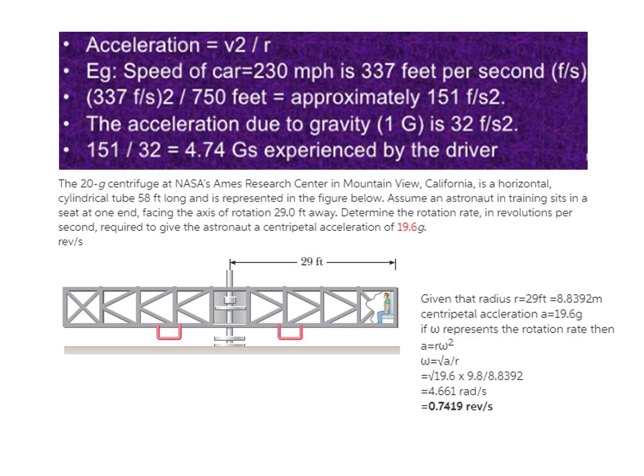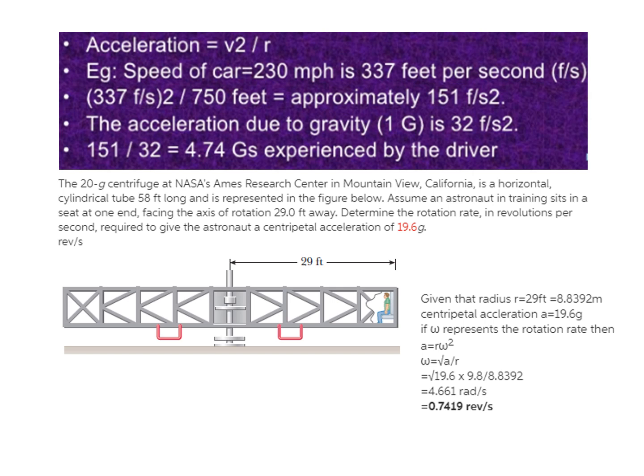Here are some examples of G-force. In the first problem, we can calculate the G-force experienced by a driver of a car with an average radius of 750 feet. We can use acceleration equals v squared over r, plug in our values, and we find the acceleration of the car is 151 feet per second squared. Divide that by the acceleration due to gravity, which is 32 feet per second squared, and we find that the driver experiences 4.74 Gs.